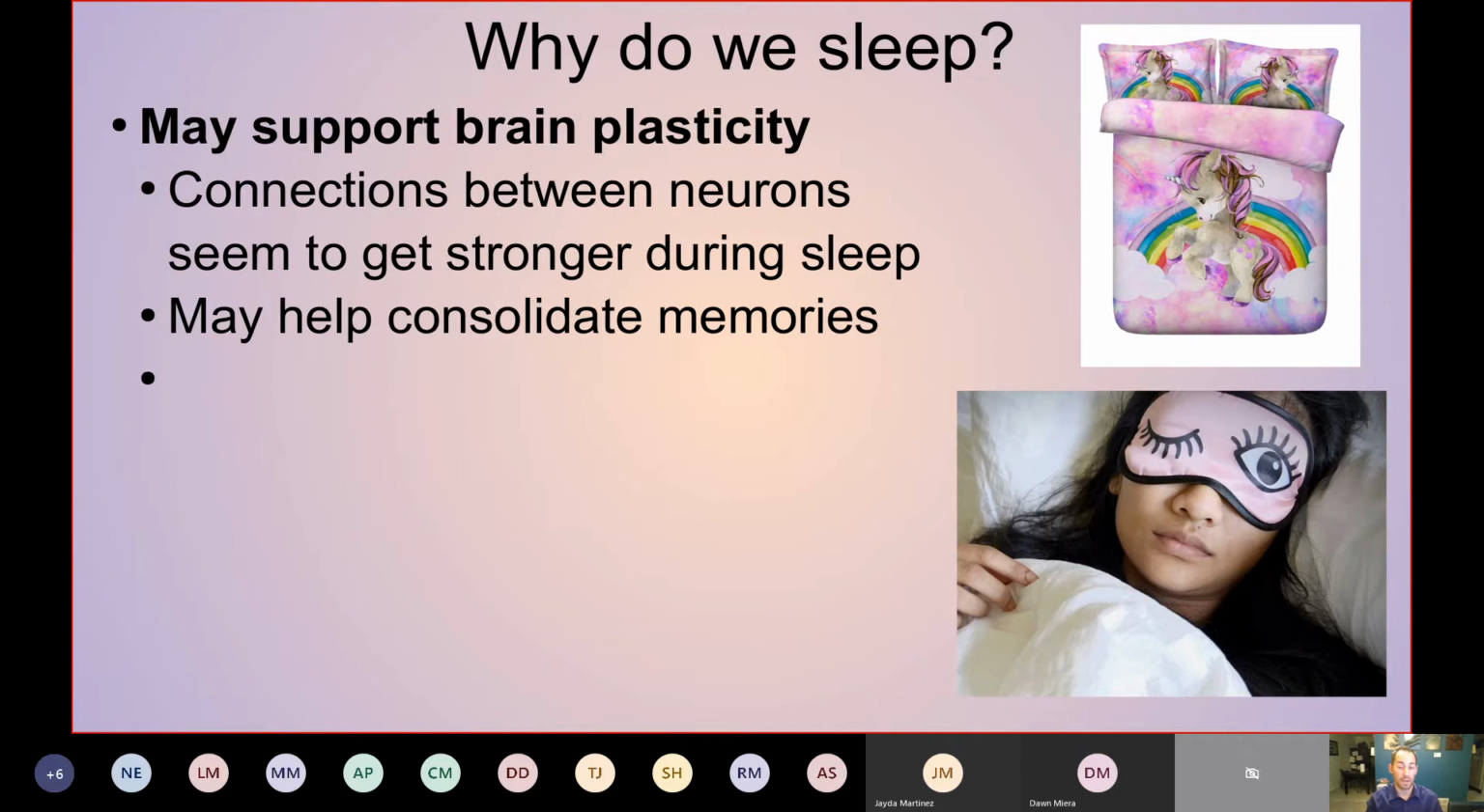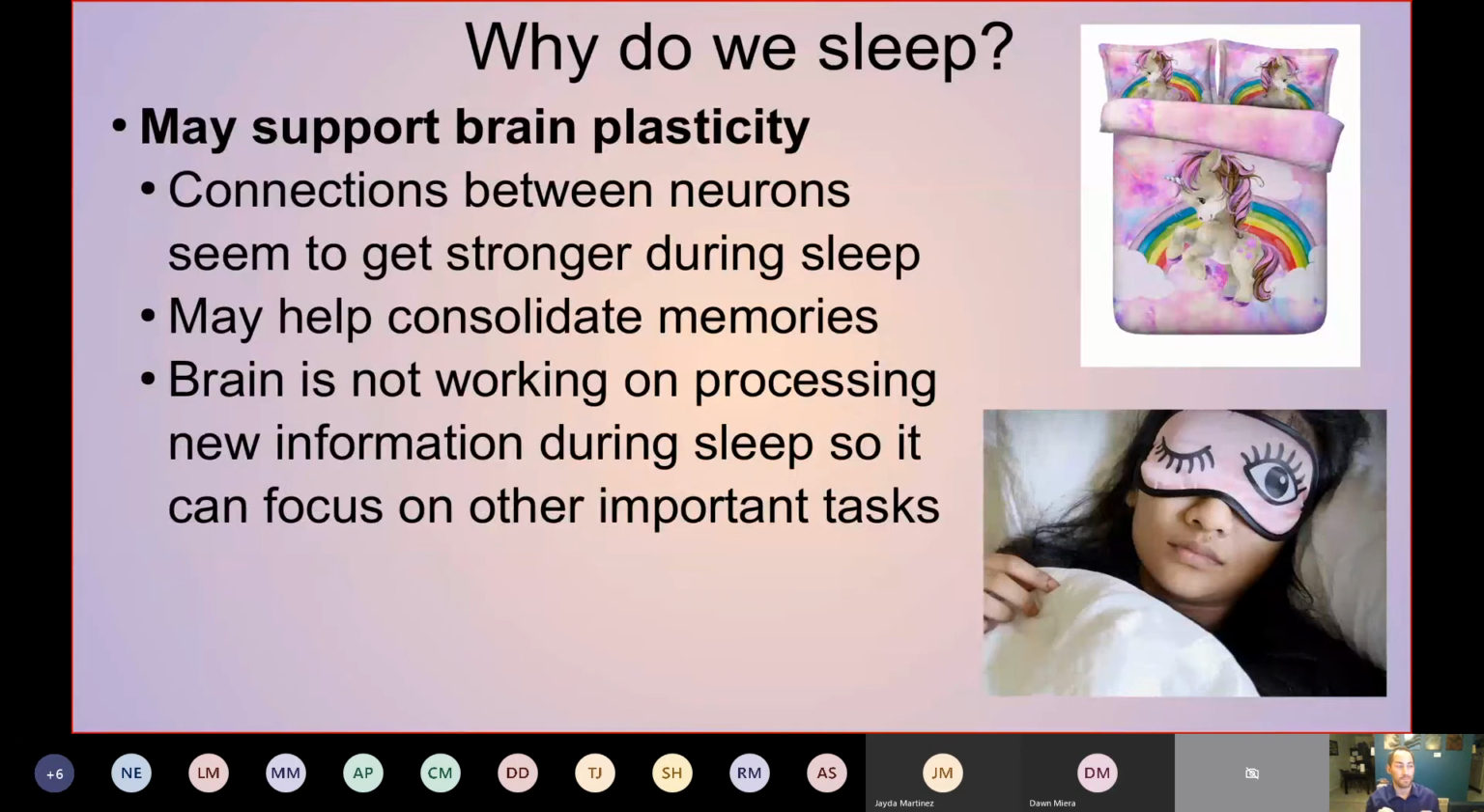It might support brain plasticity as well, which is something that we covered with neurology. Brain plasticity is very important. We have the capacity to change different areas of our brain, to focus on new tasks, to do new things, make new connections between neurons, and those connections between neurons seem to get stronger during sleep. So that might help with memory consolidation.